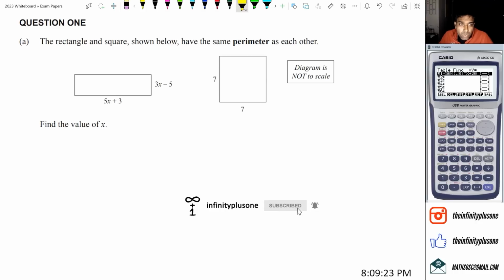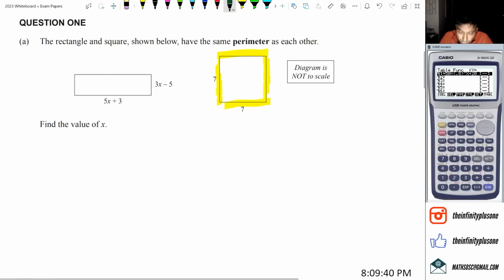Alright, so question 1a. What we've got here is a rectangle and a square. They both have the same perimeter. Now, if you are talking about perimeter, remember that perimeter is literally the border. So you've got to add those 4 yellow lines there. You've got a square on the right hand side, so that means you've got 7 and 7. 4 times 7. Sorry, I should have used this. So you get 4 times 7 equals 28. All right, that's the square part of it done.